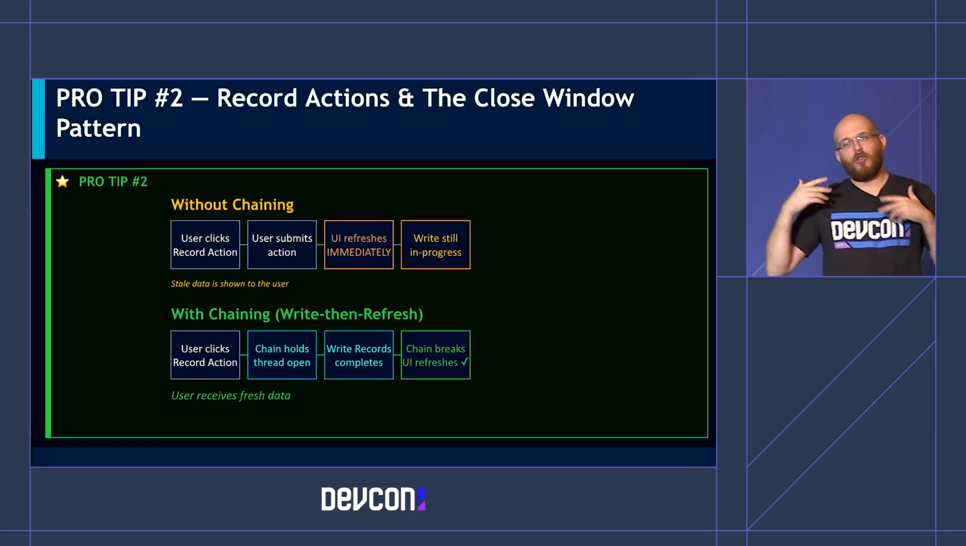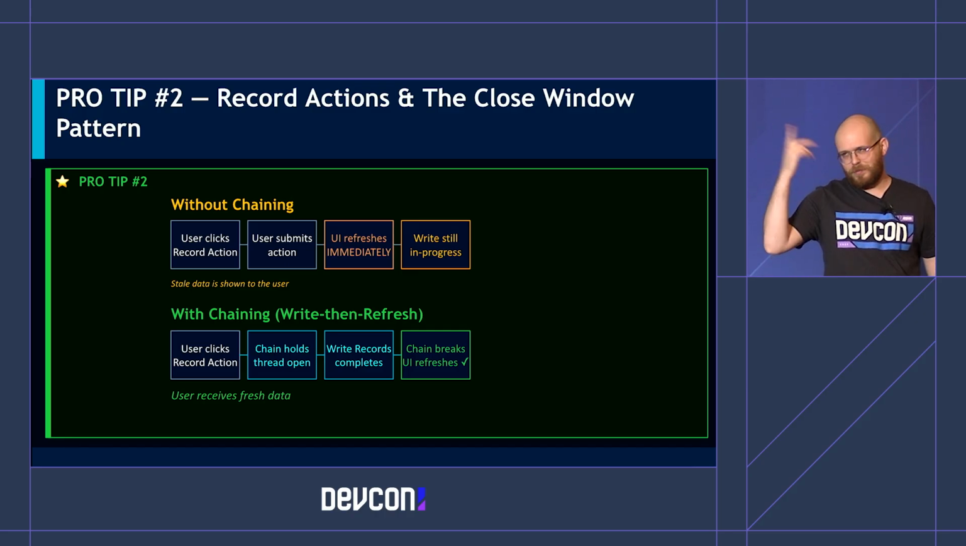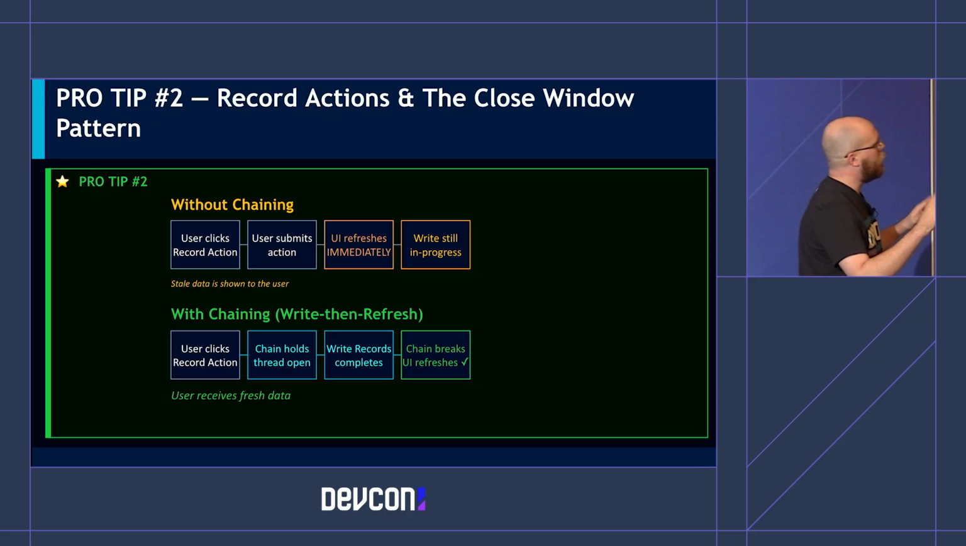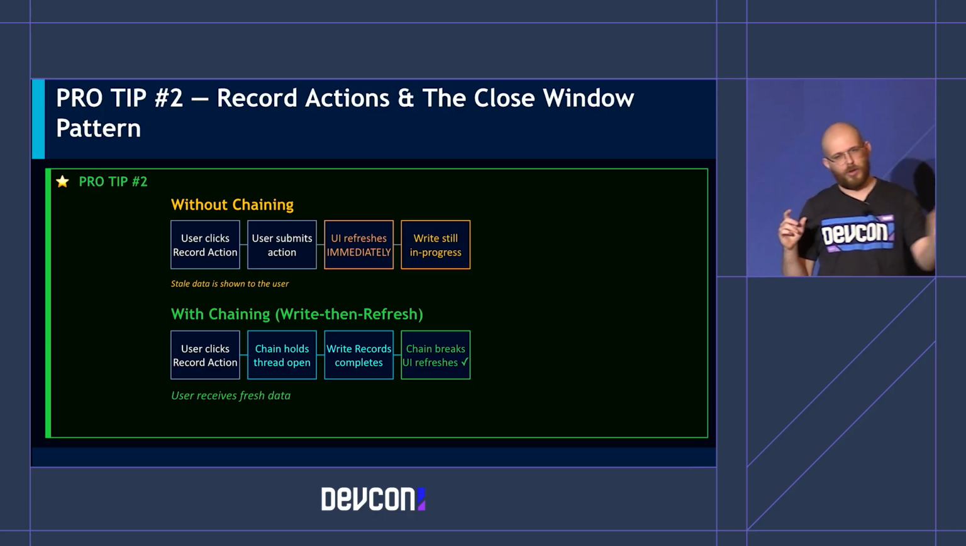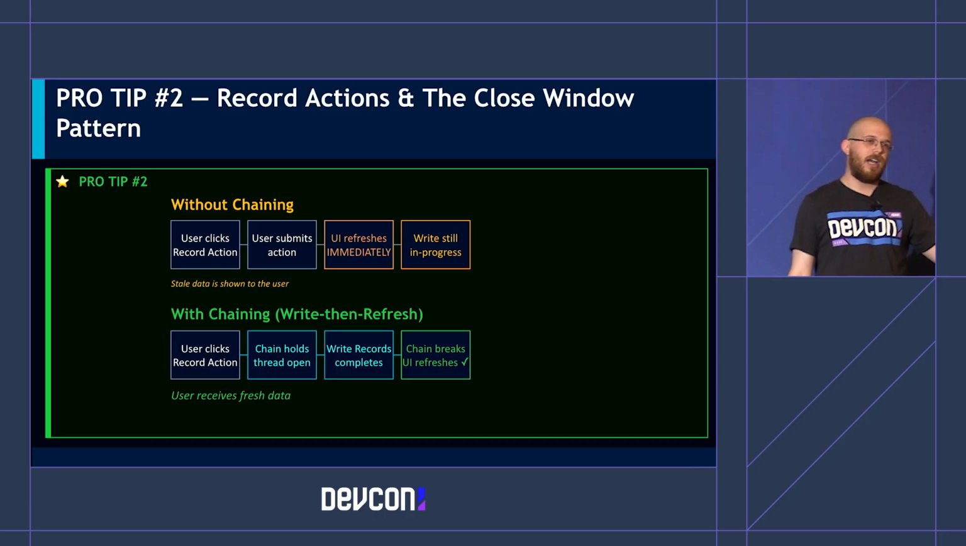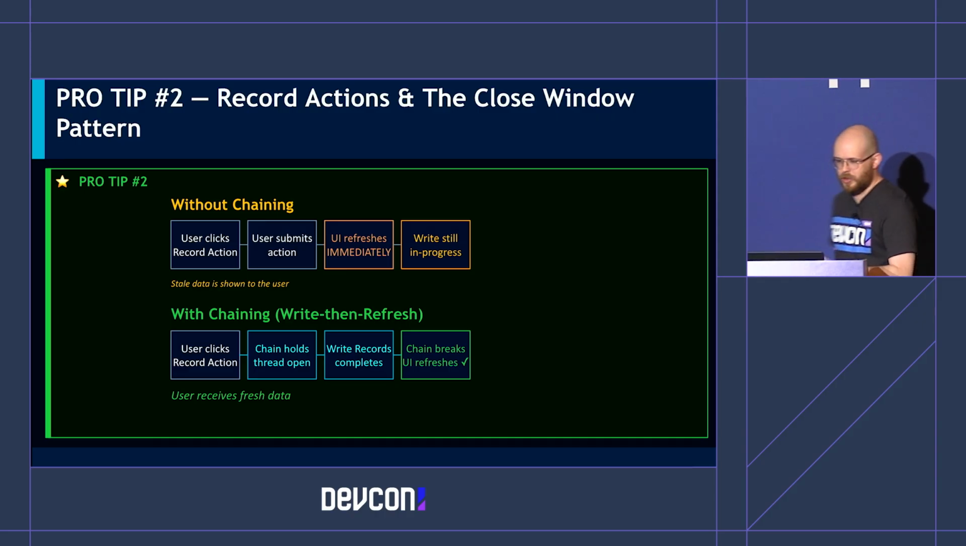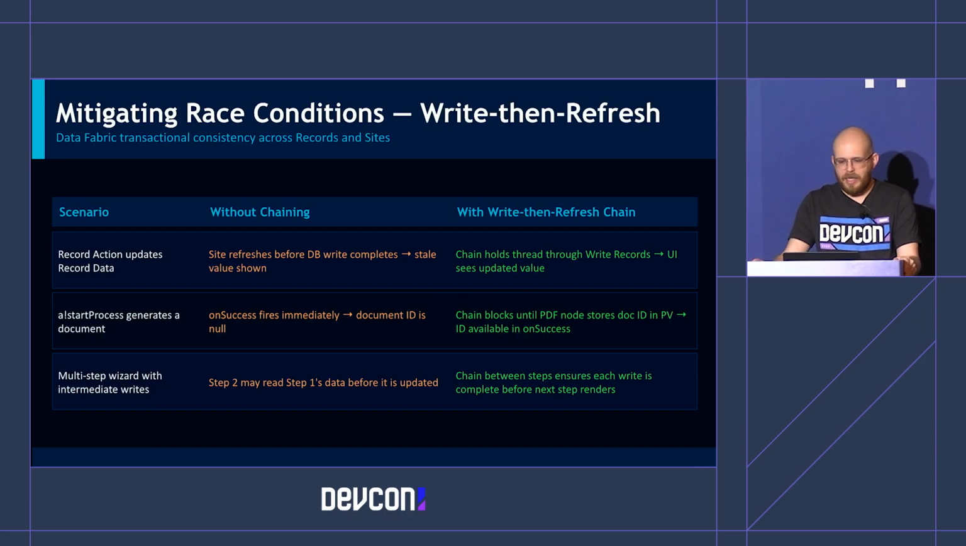And this is when you run into situations where users are confused. Why is my data not here? Do I have to refresh the page, et cetera, right? But with chaining, when the user clicks the record action, we use the chain to hold the thread open to chain through the write node, right? And when that's done, then we say to Appian, okay, now the page can reload, go ahead. So just a quick overview before I hand it over to Haley.